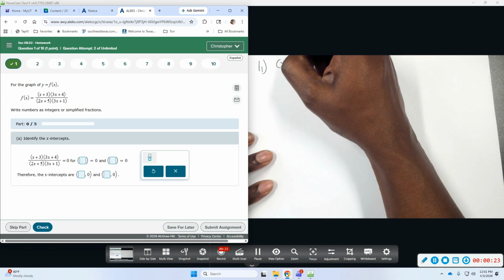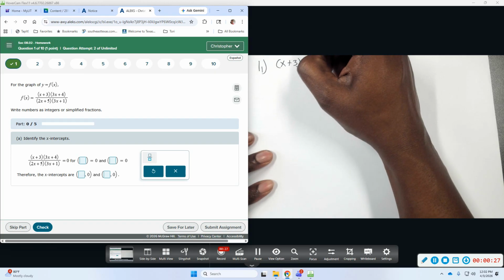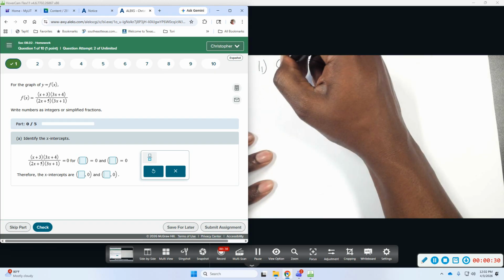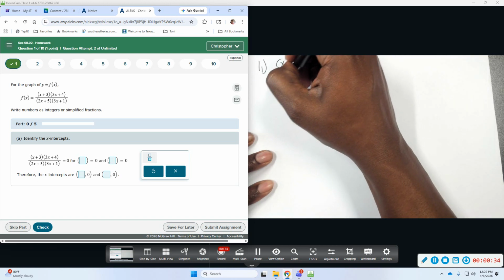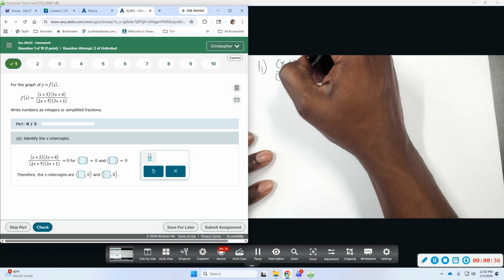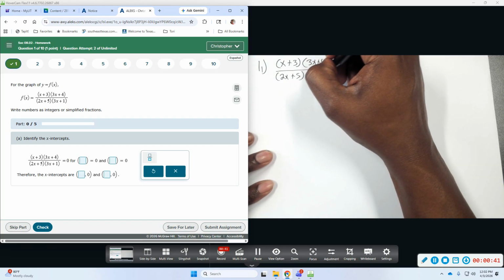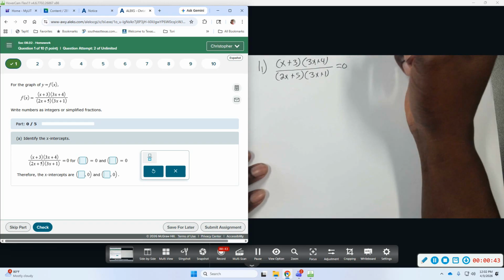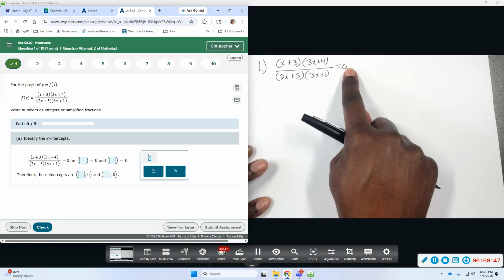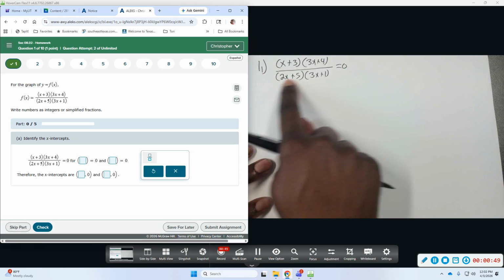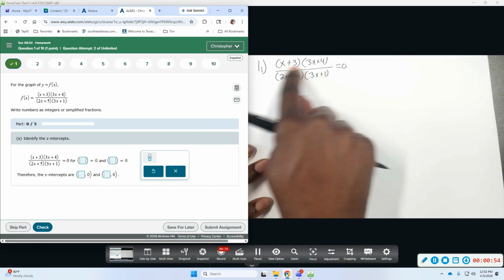So we have x plus 3 times 3x plus 4 divided by 2x plus 5 times 3x plus 1. And it's set equal to 0. So we're going to set y equal to 0 to find the x-intercepts, which I've done. We're going to multiply whenever we have a fraction to get rid of the denominator. And the bottom is going to 0 out, leaving me with just the numerator.